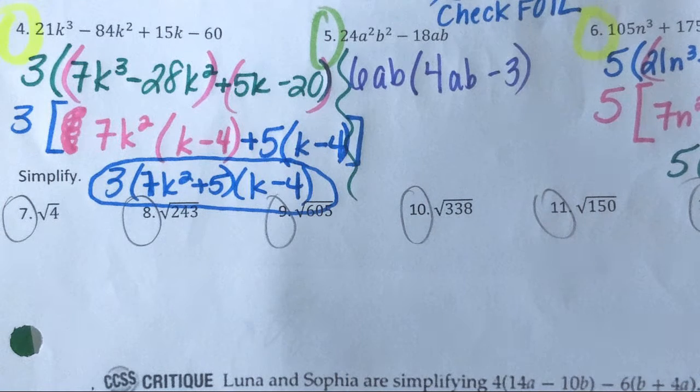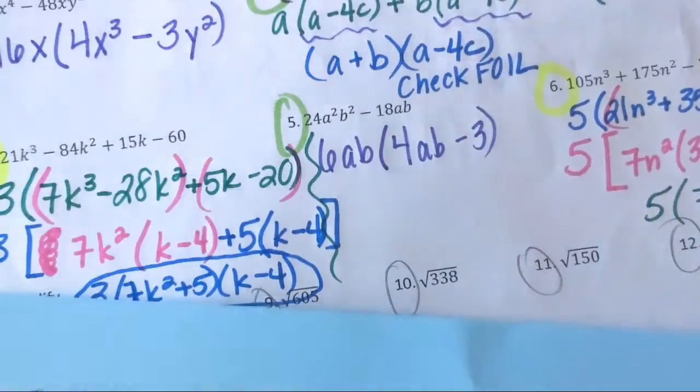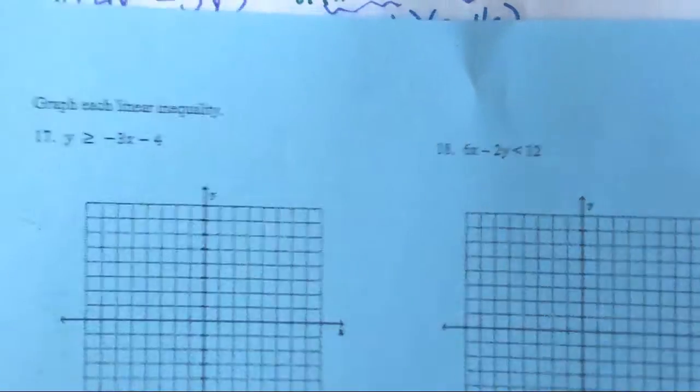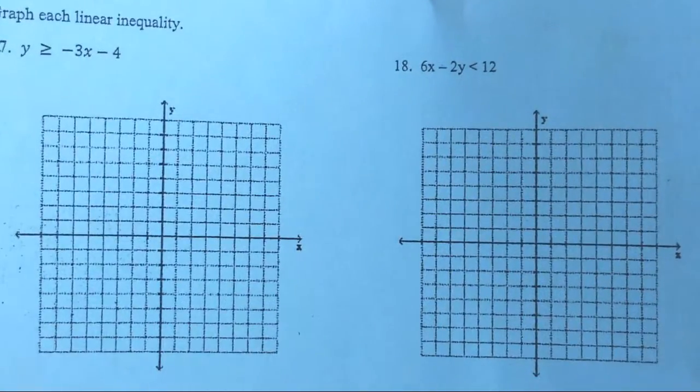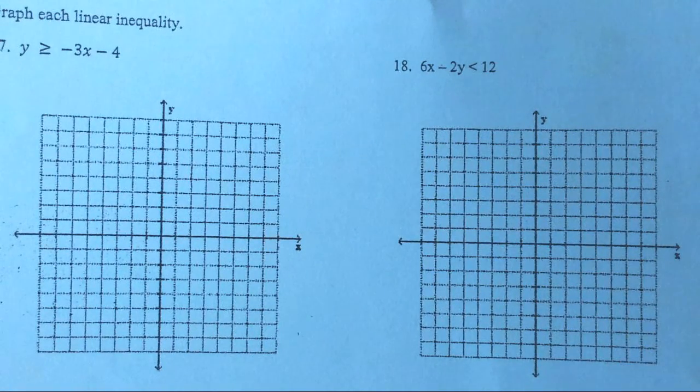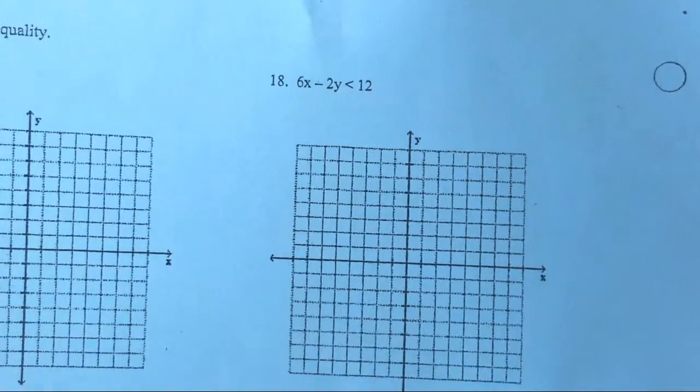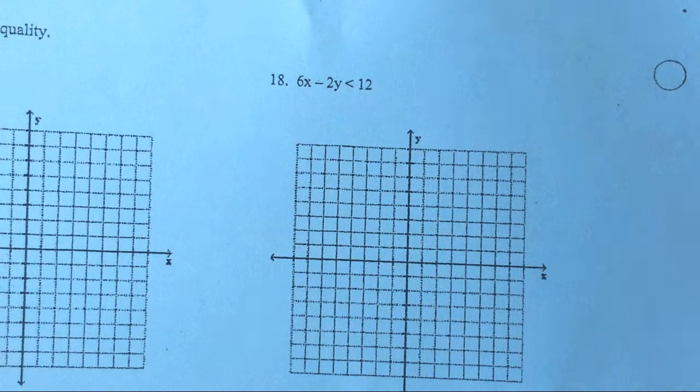Okay, so if we're looking at the test, yesterday I let people correct 17 and 18. Why? What had they done wrong? They didn't shade. On 17, yes, you have to graph that line and you have to shade. But on 18, you have to do more than just that.